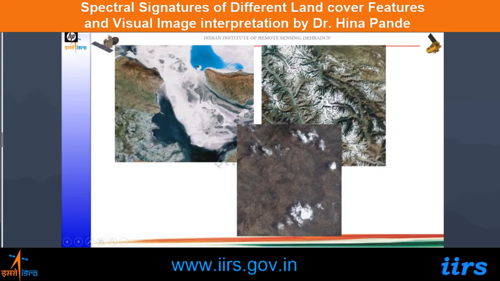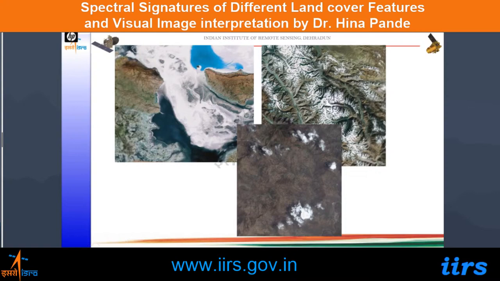This is glacier, so snow features, and these are clouds. So all three of them give you the same kind of reflectance, similar reflectance, but other characteristics help us distinguish between them as being different entities.